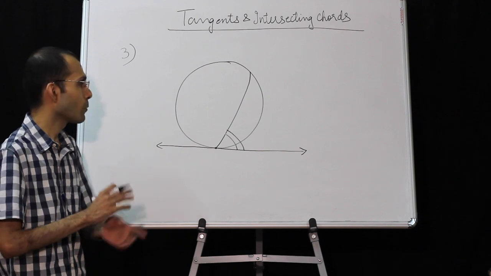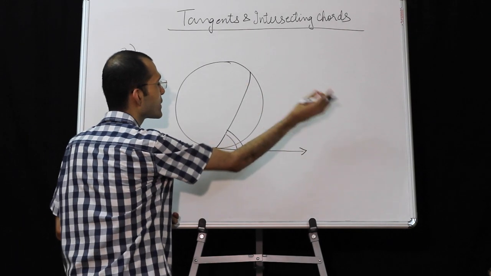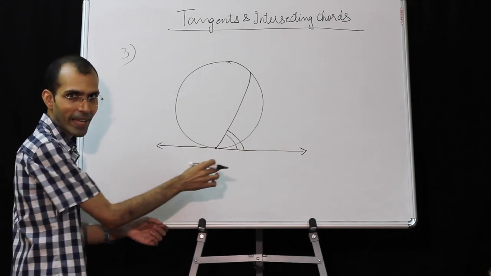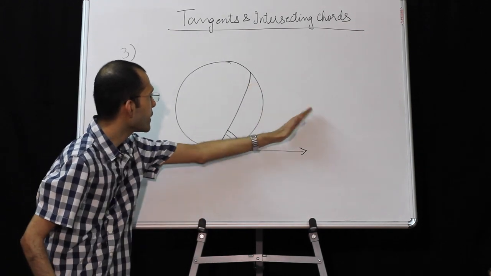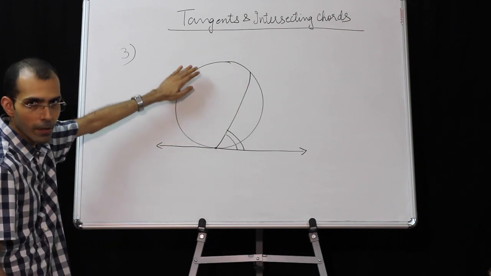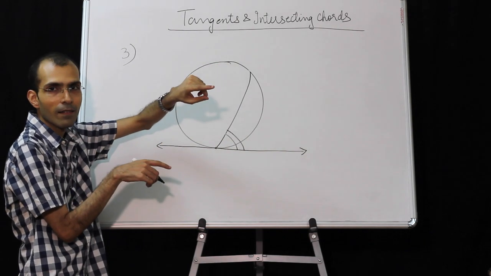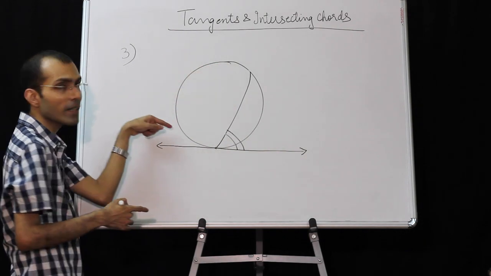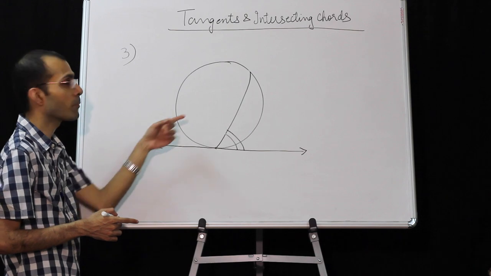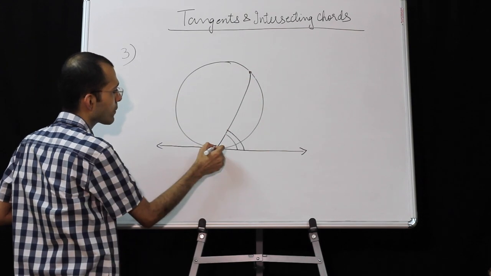What I'm trying to say, an easier way to understand it: this side is now used up, like we have already taken the angle. We have this side free now. So this chord can form one more angle, but it should be formed anywhere on the circumference. That's important, not here somewhere. So catch hold of the two endpoints of the chord.